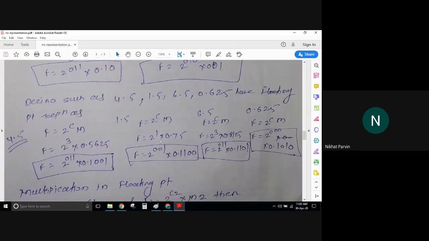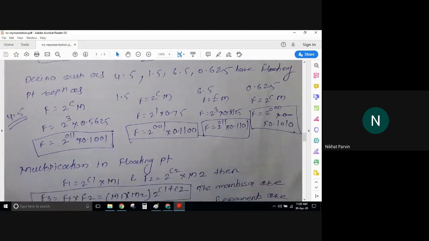Only thing is you have to maintain the ranges. M is from 0.5 to 1. That's the rule over here. Okay, so this is how any decimal number can be represented with floating point numbers. Now, just as we did addition and multiplication for fixed point arithmetic, in the same way we have to see the multiplication and addition of floating point numbers.